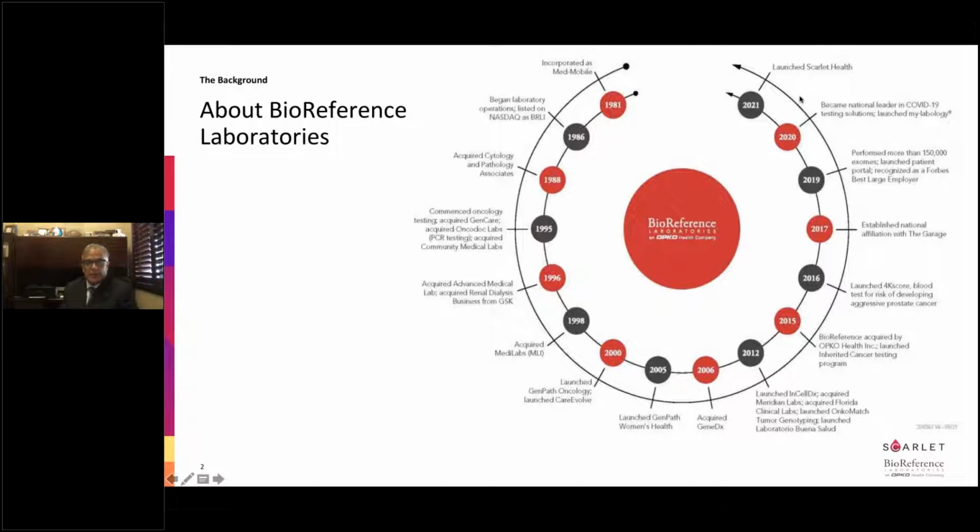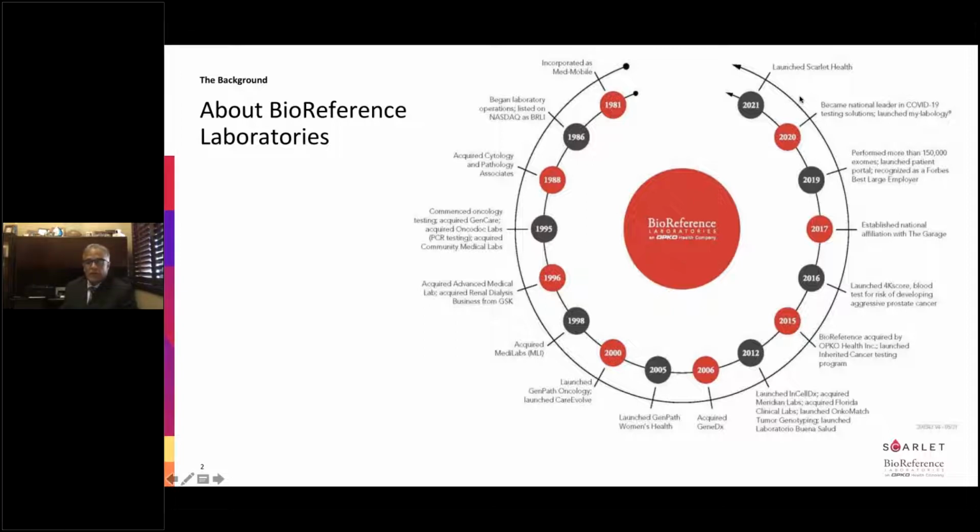In the beginning of the next 10 years, in 2000, it launched its GenPath Oncology and our CareEvolve. Many of our clients know us through our strength in our GenPath division, through oncology, through GenPath Women's Health, and GenPath Men's Health. In 2005, it launched the Women's Health Division of GenPath. And then in 2006, we acquired GeneDx, a world leader in genetic testing, located in Maryland.